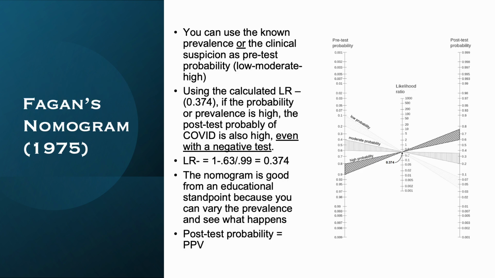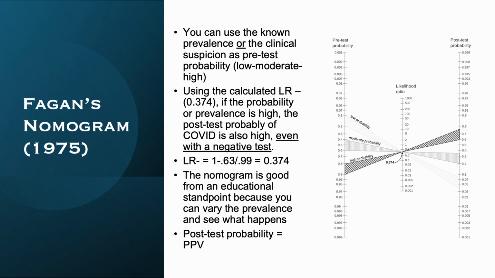This is an example again from that article. And in that article, they use either the prevalence as being low or the clinical suspicion is low. On the right, you see Fagan's nomogram. You see low, medium, and high probability. This would also be the same if it was low incidence, intermediate, and high incidence. But when you calculate the negative likelihood ratio, which is calculated again, 1 minus sensitivity over specificity, you get 0.374 for the negative likelihood ratio.